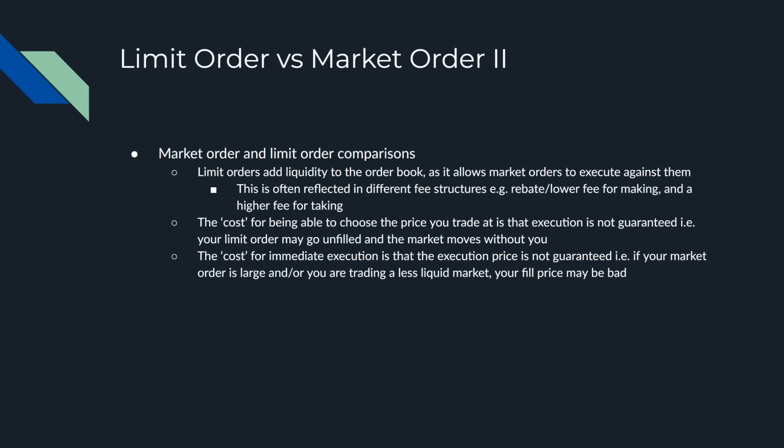The basic trade-off between the orders themselves is, as we've discussed, that the cost for being able to choose the price you trade with a limit order, where you have tight control over the actual prices where you execute, is that execution itself is not guaranteed. So your limit order may go unfilled, you may get a partial fill, whatever it may be, right? And in the same vein, the cost for immediate execution when you're using a market order is that the execution price is not guaranteed. So if your market order is large or the market you're trading is less liquid, spreads are wider, market makers are quoting wide, whatever it may be, your fill price may be quite different from the price you see on the screen.